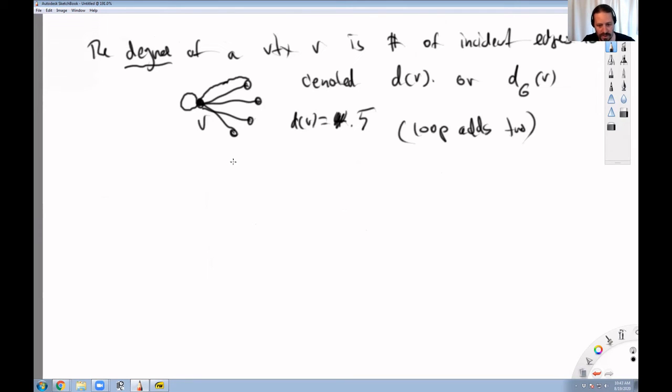Okay, so because I want to prove a theorem here. We don't have tons of time here. Okay, so theorem 1, it's often called the first theorem of graph theory. I'm going to call it the handshaking lemma.